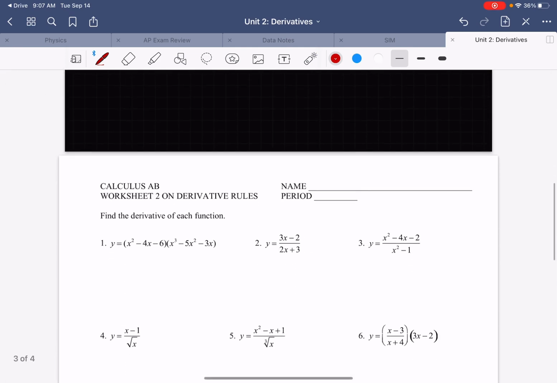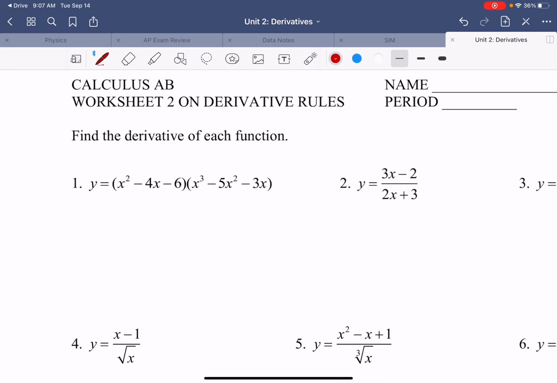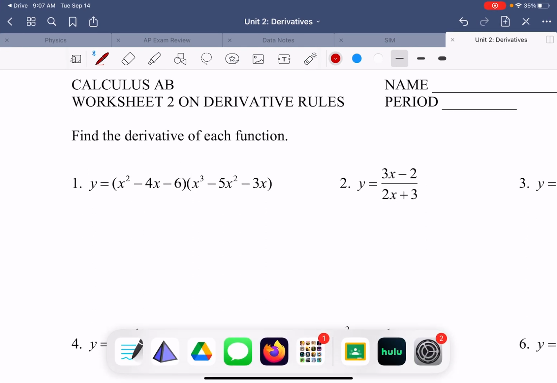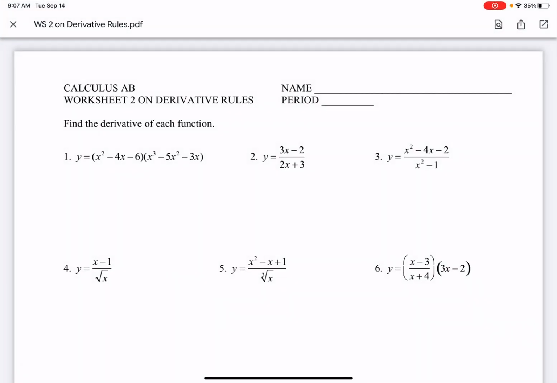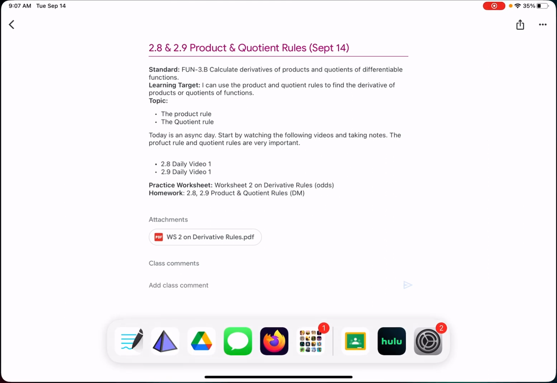So let's see how that works with an example here. This is from worksheet 2 on derivative rules. This is the worksheet that's posted to the Google Classroom. So if we go to the Google Classroom for today, then it's just under attachments right here, worksheet 2 on derivative rules.pdf.